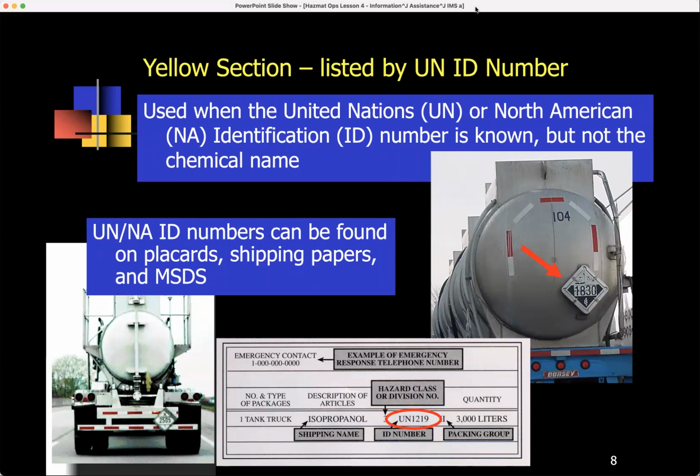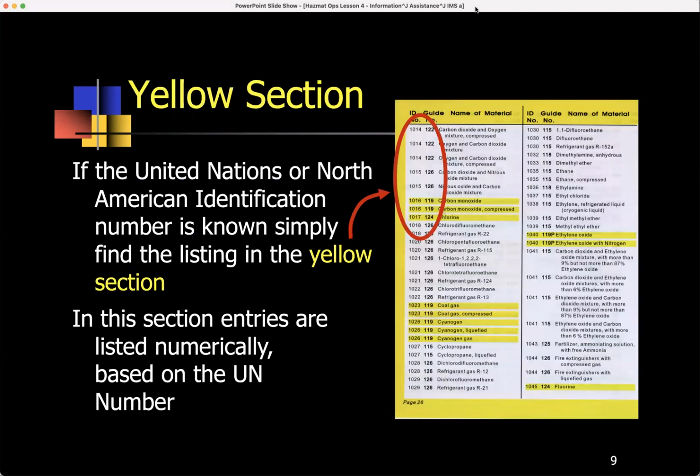Again, the yellow section is chemicals listed by UN ID number. So when you know that, but not the chemical name, or maybe you do, you're just trying to match them up. The UN ID number can be found on placards, shipping papers, and the MSDS, now known as the SDS. So for example, in a shipping paper, it says UN ID is 1219. You know that is isopropanol. Just look up the UN ID. It's always 4 digits. They're listed numerically.